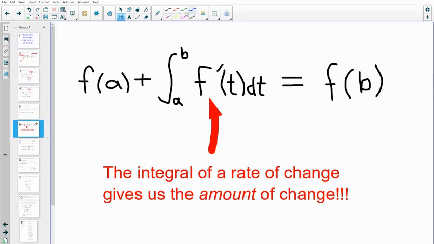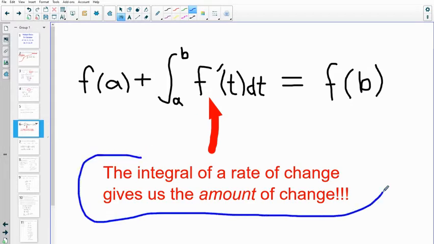It goes like this. I have the value of the function at one point, and I want to find the value of the function at a different point, and I have the rate of change for the time in between those. And this was a key phrase. I'm sure I said this multiple times as we were talking about integrals. The integral of a rate of change gives us the amount of change. So how much this function changes between time equals a and time equals b is given by this integral.